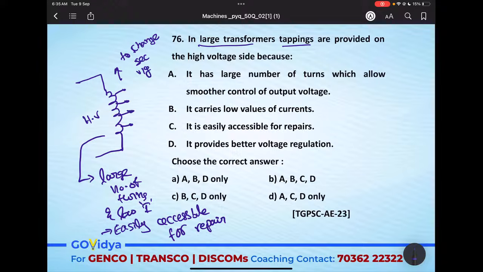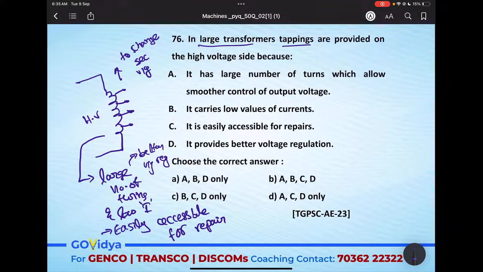Okay, as the HV winding is having more number of turns, what is going to happen? So we can change the secondary voltage very smoothly. That means very small voltages also we can change. It will lead to better voltage regulation. As the number of turns are more, it will lead to better voltage regulation. Okay, better voltage regulation we will get.